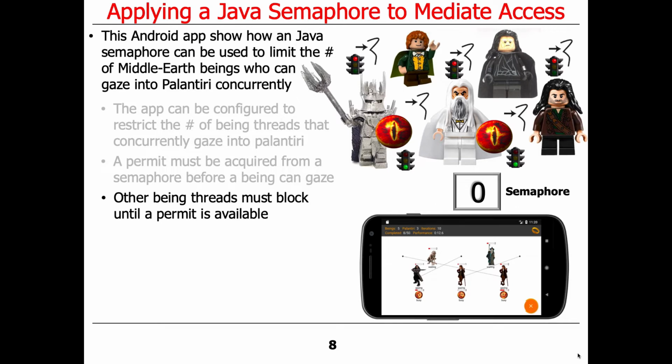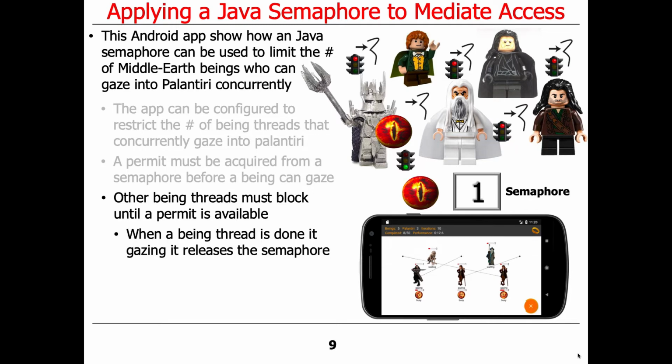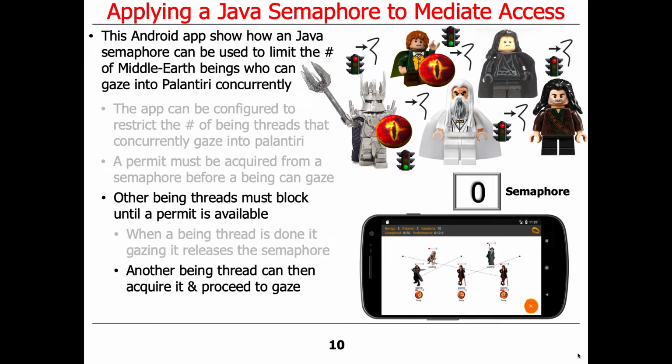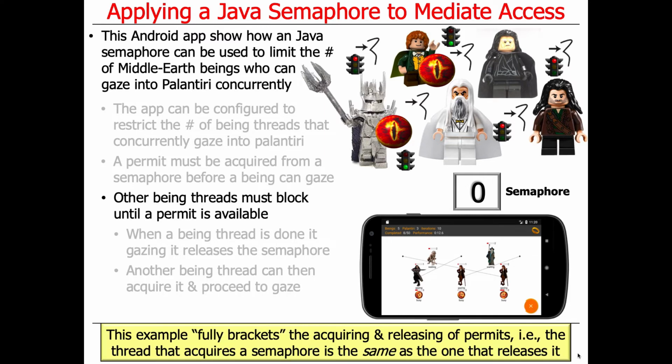So then some other being comes along, maybe Frodo or Boromir or Aragorn or whatnot, and they want to gaze, but all the Palantir are in use at this point, so the semaphore count's 0, so they're going to have to block. They can't make any progress. When one of the beings is done, say Gandalf, he puts it back into the pool of Palantir, and the count goes to 1. And that means somebody else can wake up and grab it. One of the other beings, like Merry or Pippin or Frodo or whatnot.